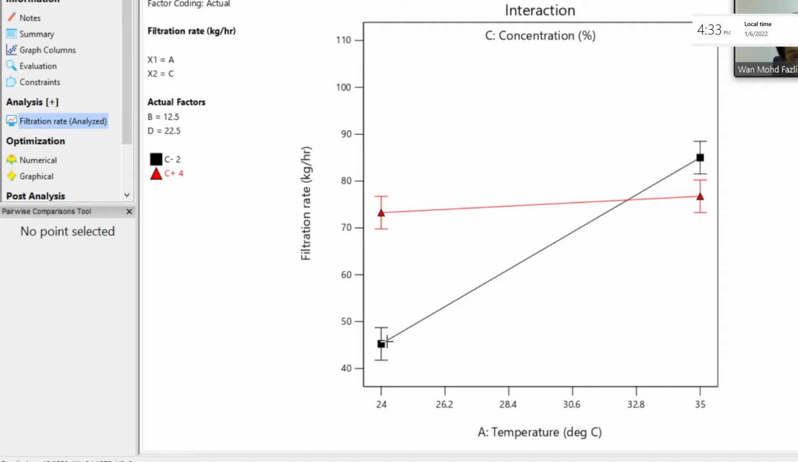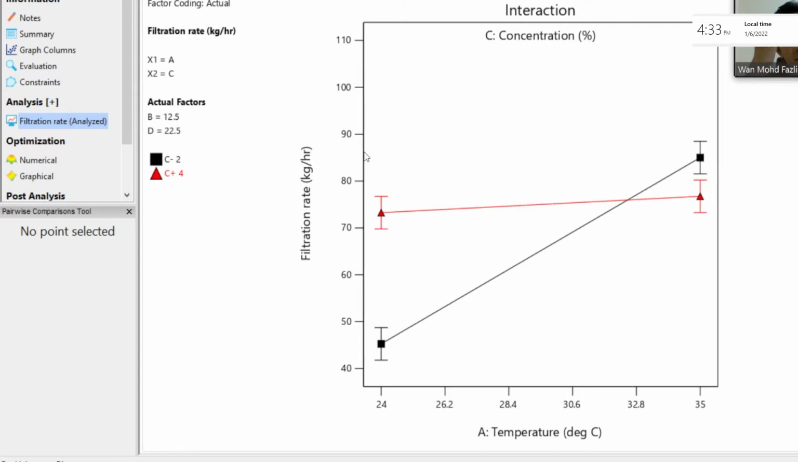But for the black line, if you take the bar here, make a horizontal line there and then another horizontal line here, these two lines don't overlap each other. So we can say here that the low concentration has a significant effect. The high concentration has no significant effect. And if you look here, at low level, at high temperature, you get an even higher filtration rate, which is good news.